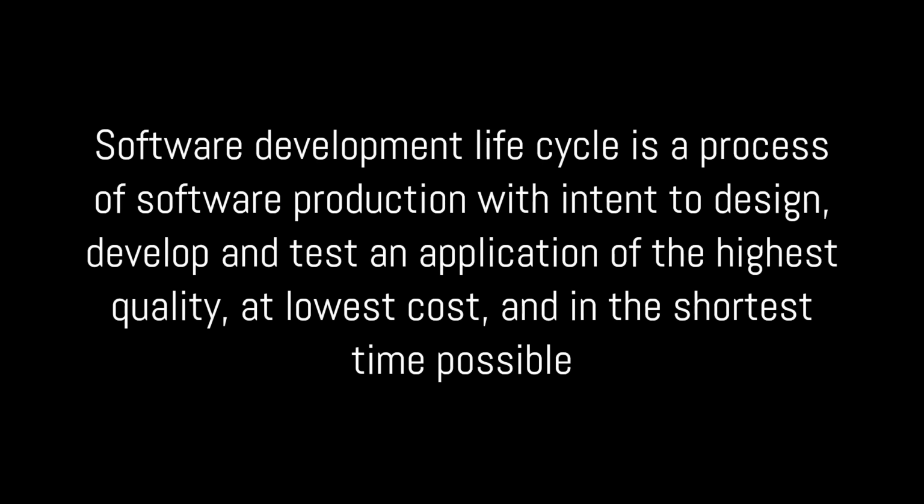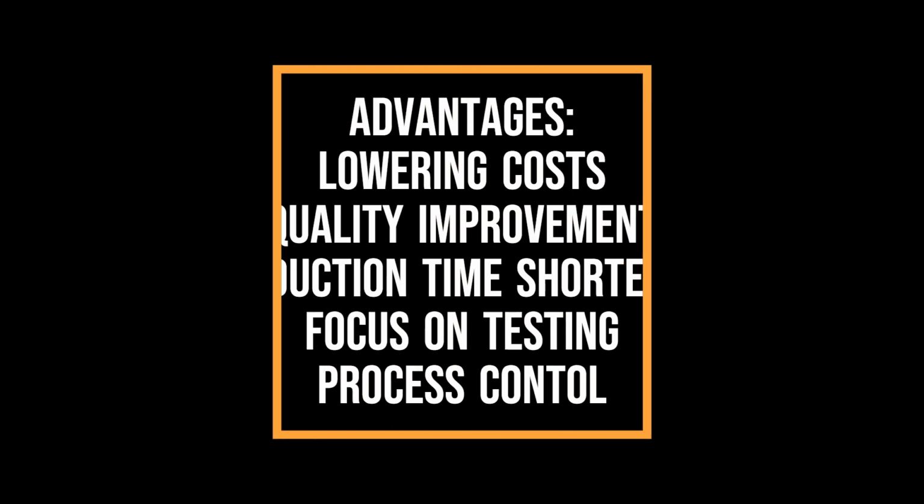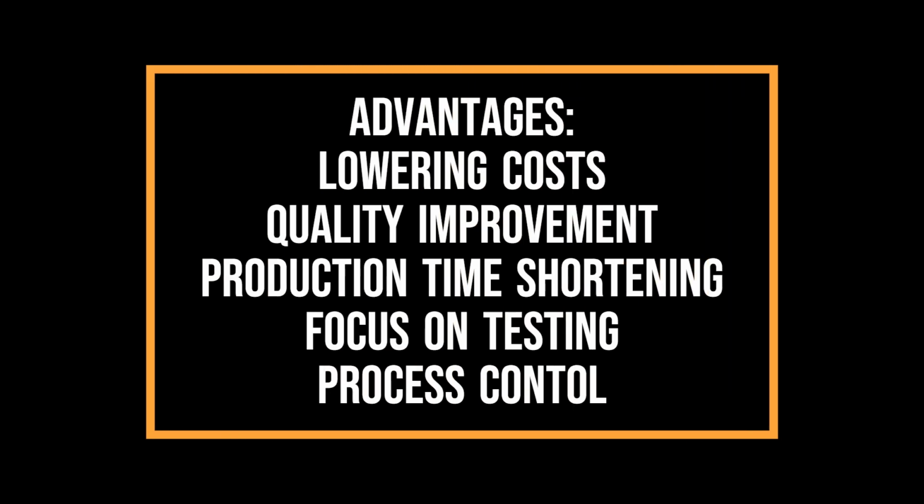Software development life cycle is a process of software production with intent to design, develop and test an application of the highest quality, at lowest cost and in the shortest time possible. SDLC, also called Software Development Process, may be named a framework to define tasks performed at each step of the software production. SDLC works by lowering the cost of software development while simultaneously improving quality and shortening production time. SDLC achieves these apparently divergent goals by following a plan that removes the typical pitfalls of software development projects.